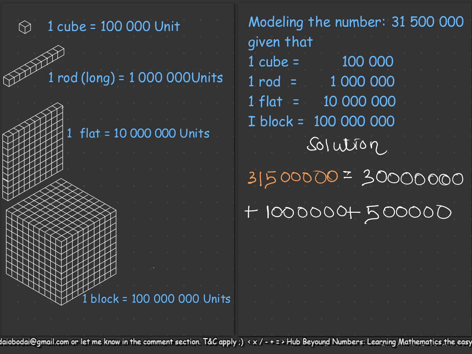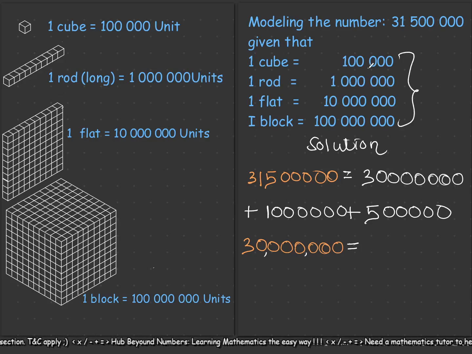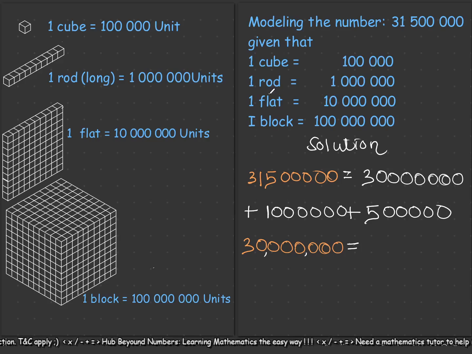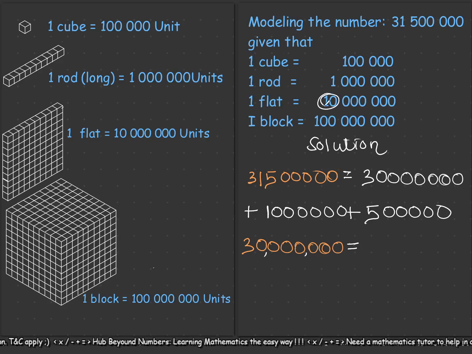So now that you are done with this, you pick the numbers one after the other. Starting from what we have over here, which is the very first one, that was actually our 30 million. So we come to our units over here. Which of them represents the tens of millions? And that is the flat. Now we know that 3 times this one is what gives us the 30.